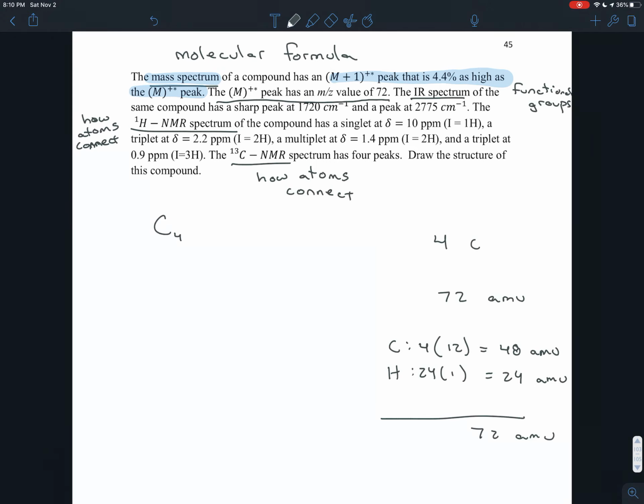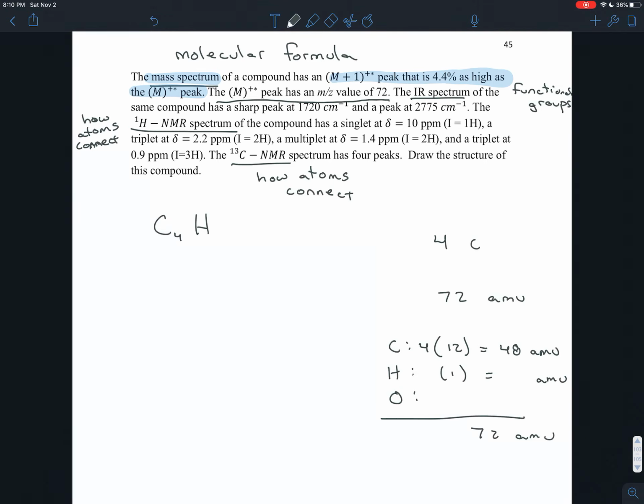But there's no way that you can fit 24 hydrogens on 4 carbons. At most, you would have 2 times the number of carbons plus 2. You'd have 2 times 4 plus 2. You'd have 10. At most. No way you can fit 24. That means that we don't just have hydrogen here. We have to have something else too. Well, what else? The next most abundant element on Earth is oxygen.